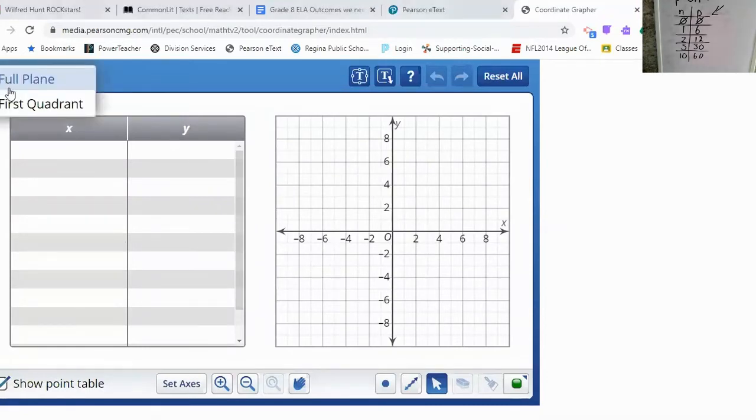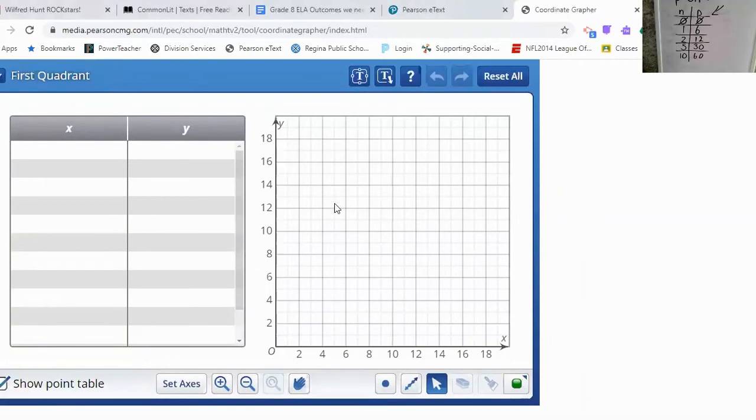So let's make it a bit bigger. I'm just going to go to the first quadrant. Okay. And then what do you notice? My x here, my 0 to 10, 10 is the highest this graph has to go on the bottom here. Right now it's to 18. So we can edit that.